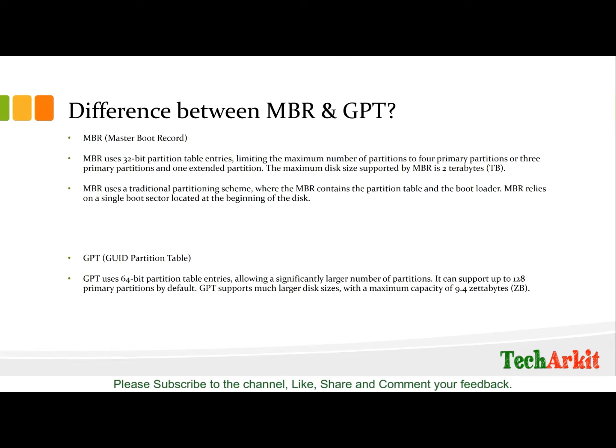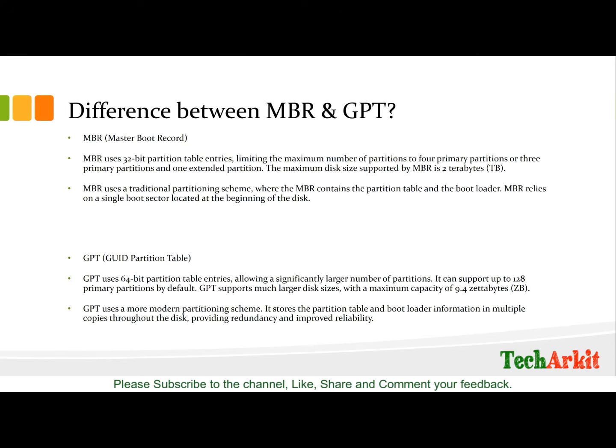MBR uses a traditional partitioning scheme where the MBR contains the partition table and the bootloader. MBR relies on a single boot sector located at the beginning of the disk. So MBR basically provides the boot support. If you are using a GPT partition and loading the operating system, the boot partition must be in MBR. So that's the major difference here. GPT uses a more modern partitioning scheme. It stores the partition table and bootloader information in multiple copies throughout the disk, providing redundancy and improved reliability.